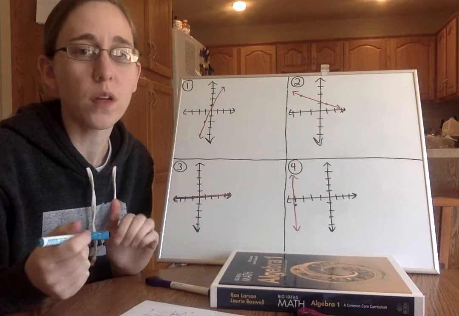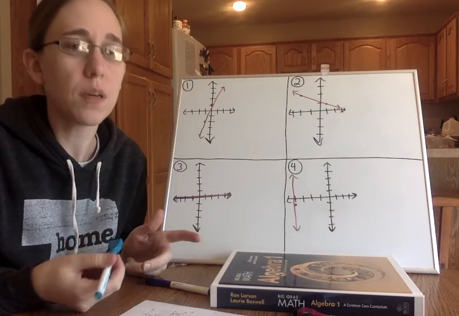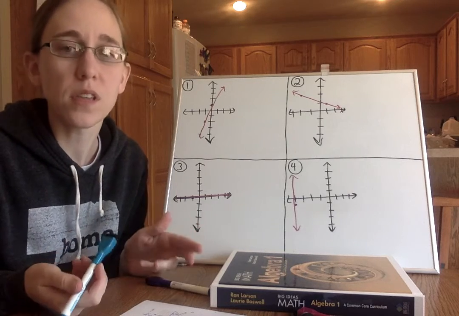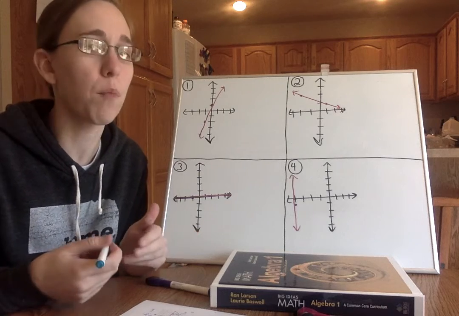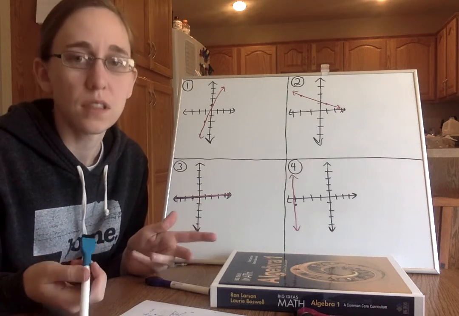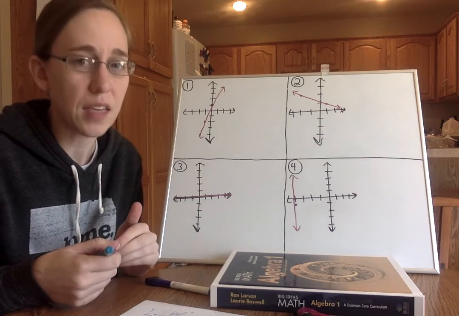So this week we're going to look at starting to understand slope. Slope is how steep something is. You can think about how steep are the stairs at your house or on your porch, how steep is a hill that you go running up or biking down, ski slopes, anything like that. It's just a measure of how steep something is.